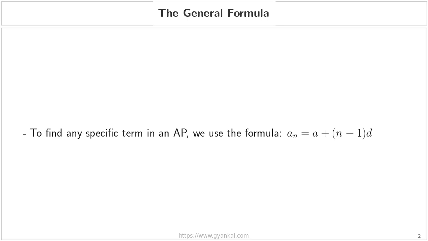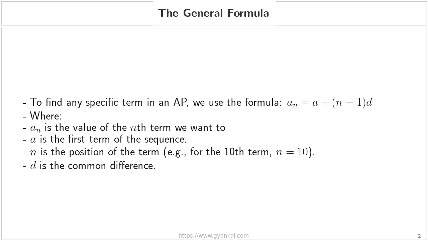The general formula. Now that we have established the purpose of our lesson, let's look at the actual tool we will be using. To find any specific term in an arithmetic progression, we use the general formula: a sub n equals a plus (n minus 1) d. It might look a bit intimidating at first, so let's break down exactly what each of these symbols represents.